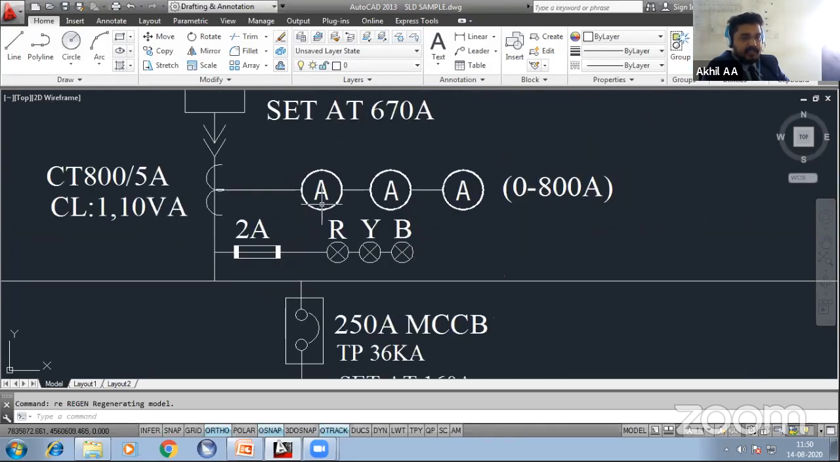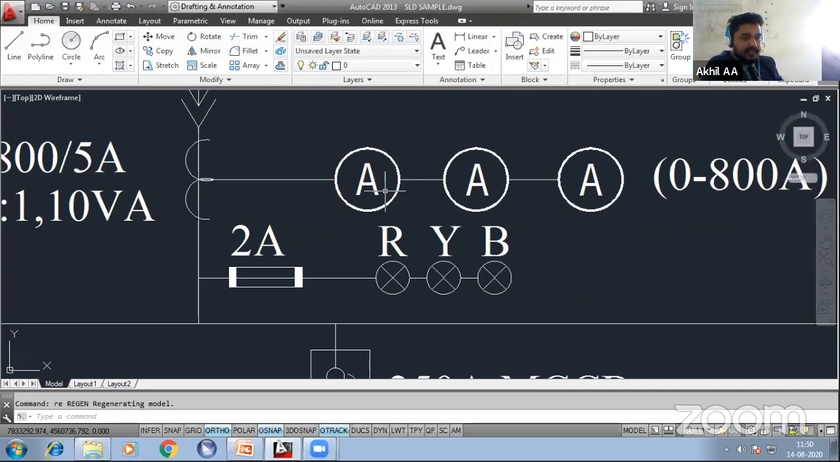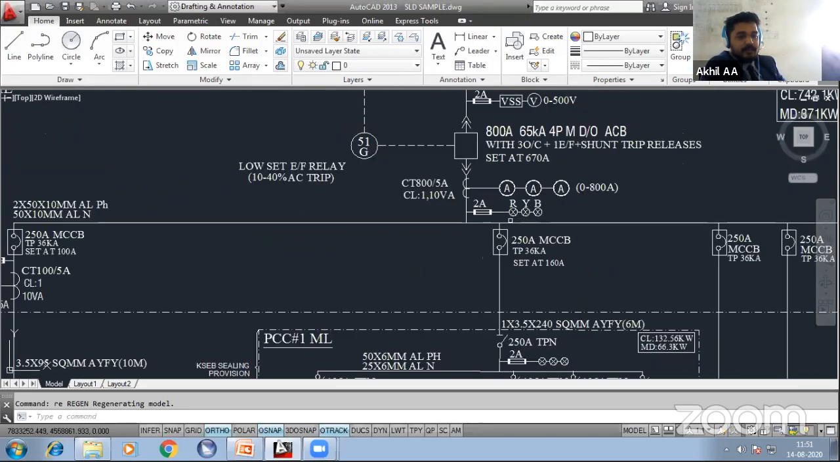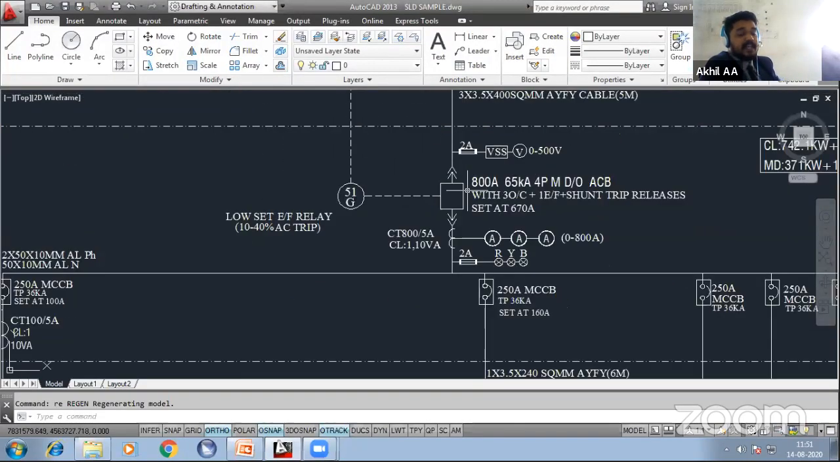So the ammeter range will be calculated as per the ratio, 800/5 ratio. You'll be seeing it as either an analog display or a digital display. Then the indicators. In the main panel, you can see all these things: ammeter, voltmeter. You have to represent everything that is coming in the main panel or the sub panel. You have to mention all the details in the SLD.